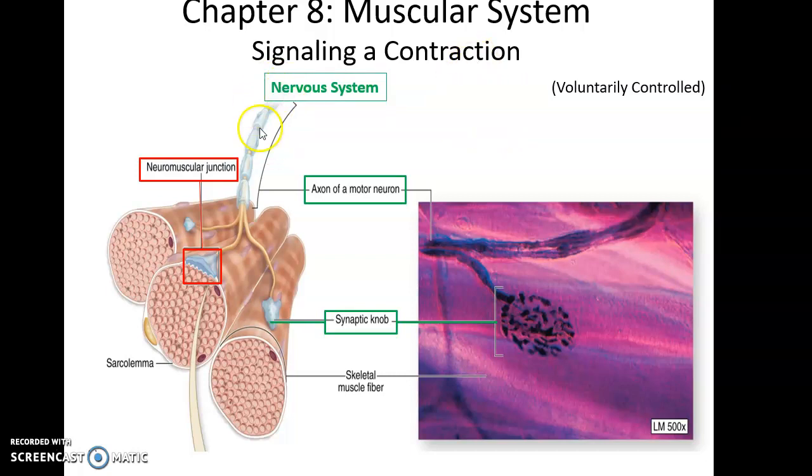So to start with, we have the nervous system via the axon of a motor neuron come down and form what's called a neuromuscular junction. At the very end of the axon is a structure called a synaptic knob, and it lies next to a portion of the sarcolemma of the skeletal muscle fiber. Here's an awesome electron microscope view of the synaptic knob lying on the muscle fiber. Pretty amazing. It's worth noting that our skeletal muscles are almost always voluntarily controlled, so they contract when we send that signal via the motor neuron.